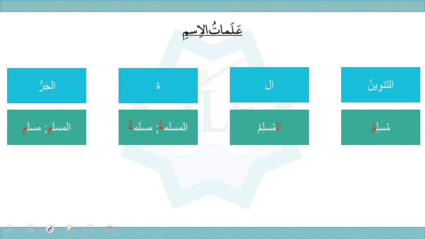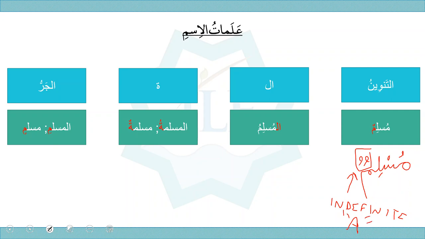So the first indication of an ism is that it has tanween. Remember, we said it is the double letters: Muslimun. This is tanween. When you see a word with tanween, what does it mean? It means indefinite. We'll talk about that later, inshallah. Most importantly, it usually means it starts with the word A. So muslimun means a Muslim.